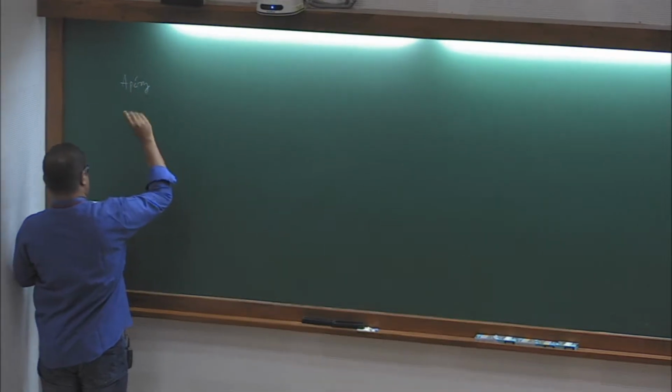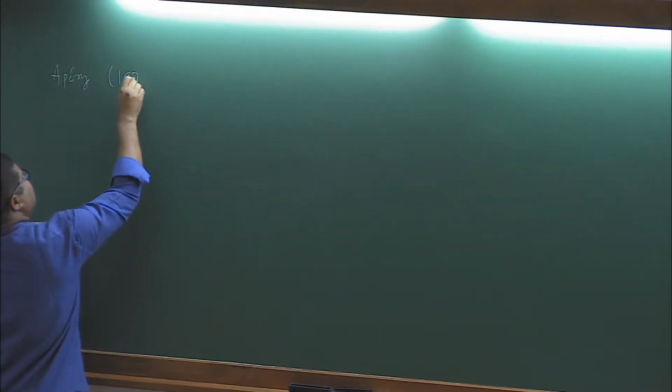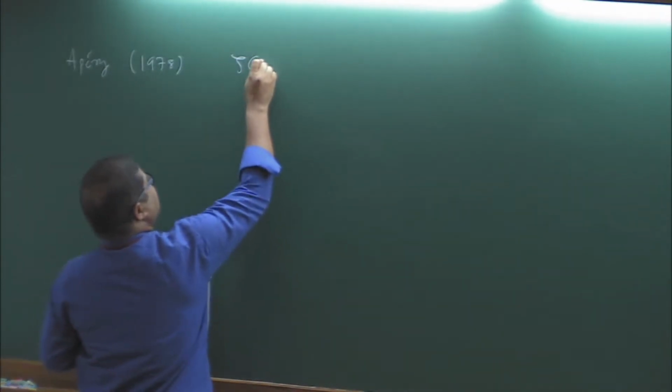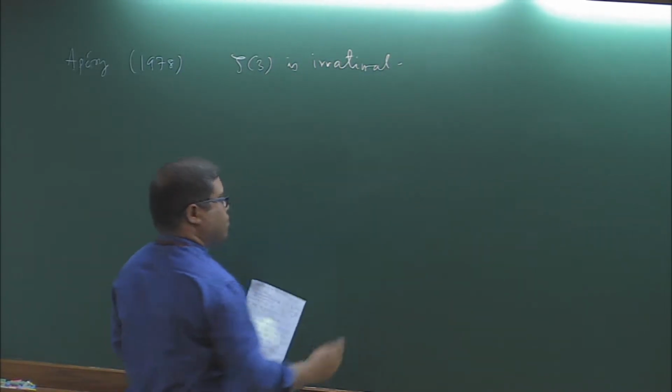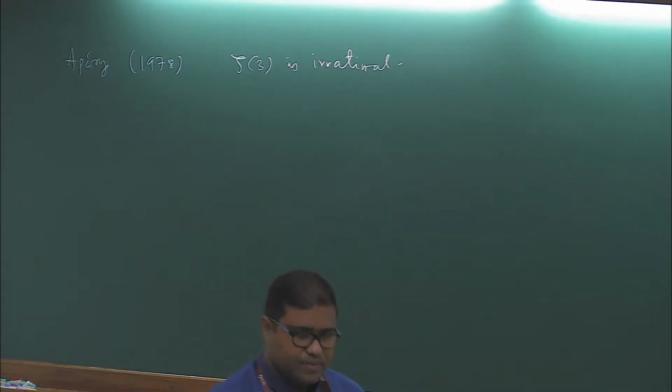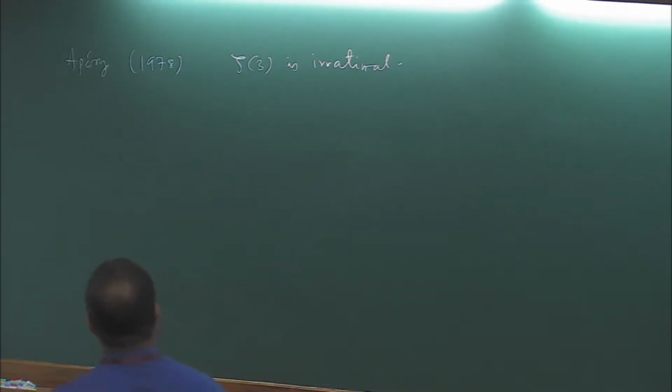Apery. He proved in 1978 in Journées Arithmétiques that zeta 3 is irrational. So we know that the values of zeta at even integers are some rational multiple of a power of pi, so they are transcendental, but we didn't have any idea of the Riemann zeta values at the odd integers. And Apery proved that zeta 3 is irrational, and he defined two sequences of integers.